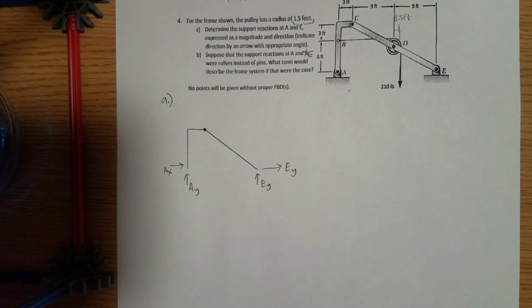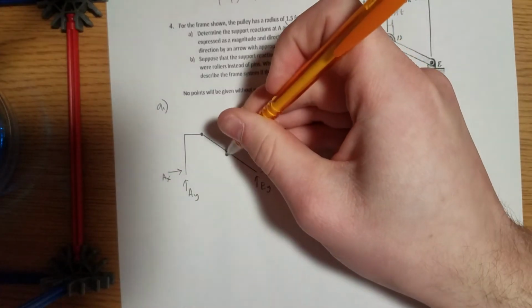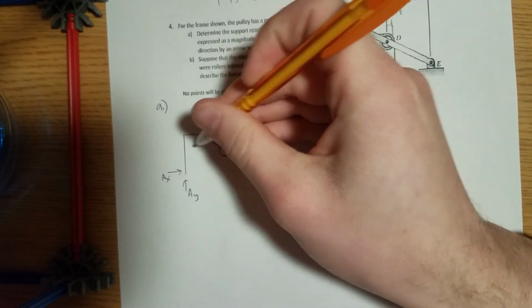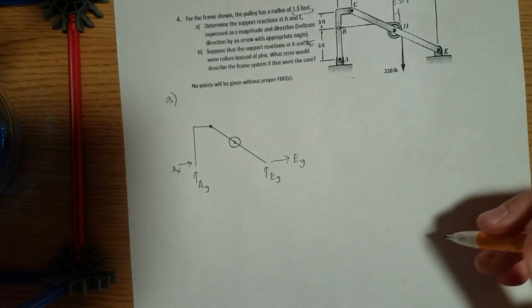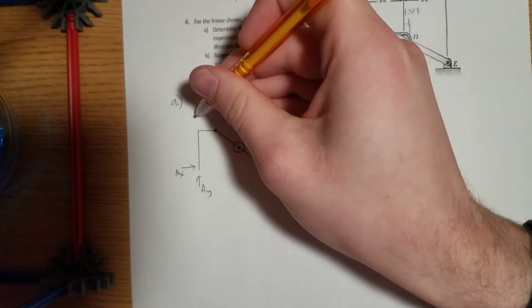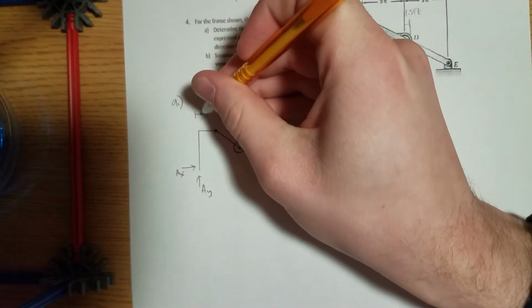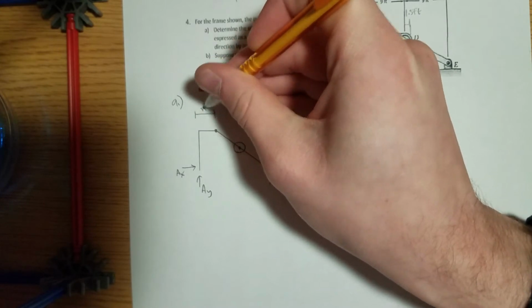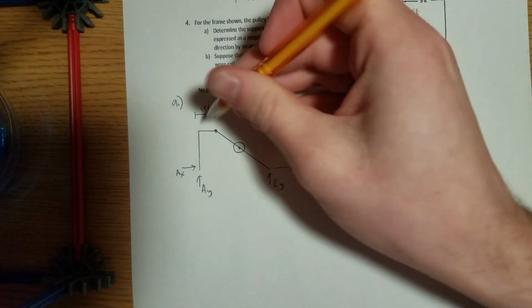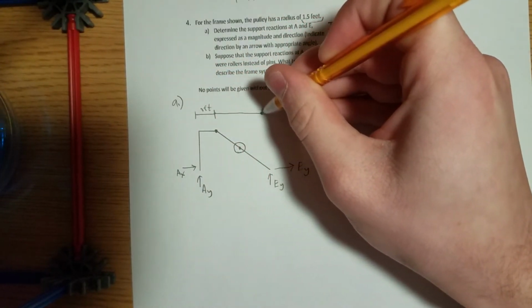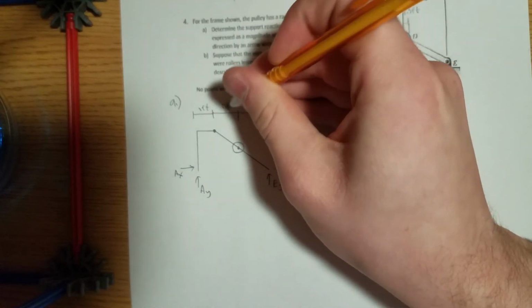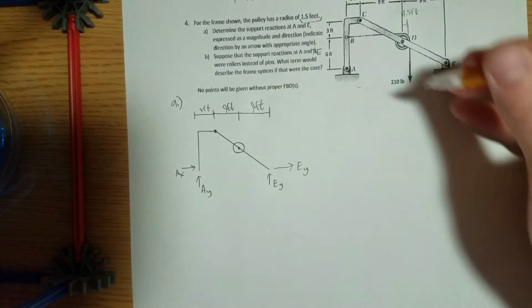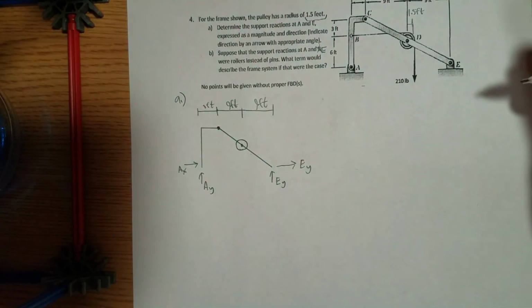We can go ahead and draw in our pulley, and then put our dimensions in. From here to here is 3 feet. All the way to the end, we split that up. It's going to be 9 feet and 9 feet.